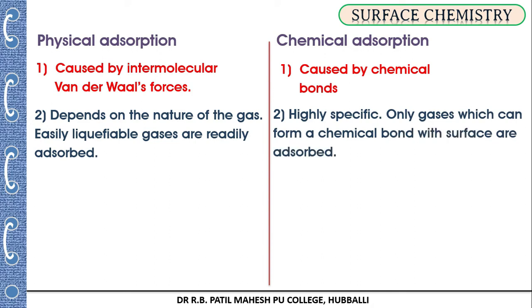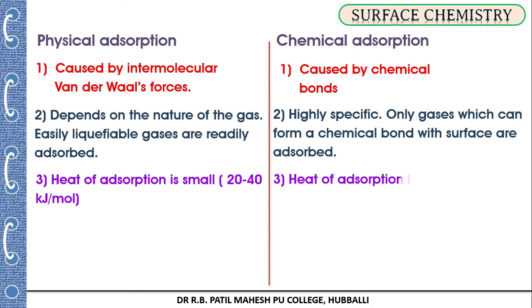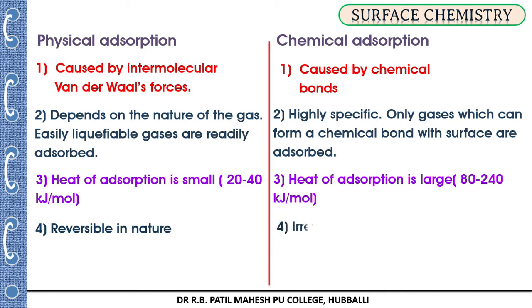Only gas molecules which are capable of forming a bond with the surface are adsorbed. In the case of physisorption, the heat of adsorption or enthalpy of adsorption is comparatively low, 20 to 40 kilojoules per mole, whereas in the case of chemical adsorption, as we discussed earlier, the heat of adsorption is high. It is of the order of 80 to 240 kilojoules per mole. Physical adsorption is reversible in nature. By varying the pressure, you can reverse it, whereas chemical adsorption is irreversible. Once the chemical bond is formed, you cannot reverse it by varying the pressure.